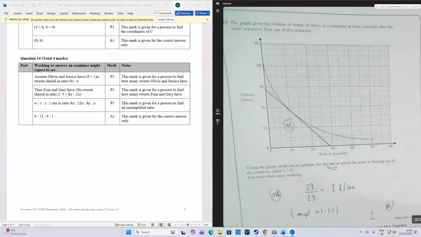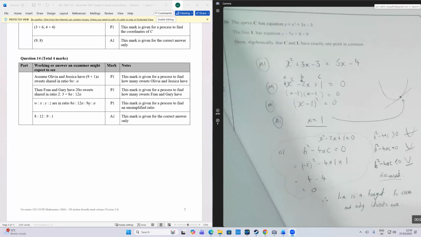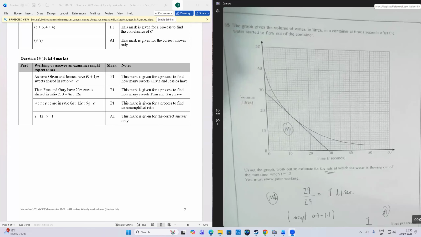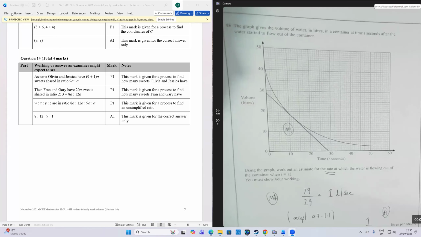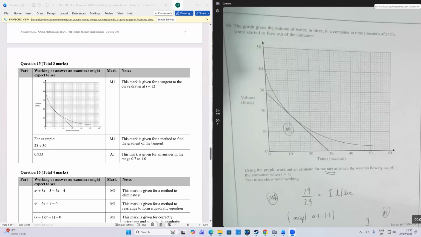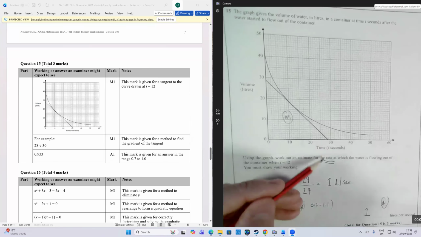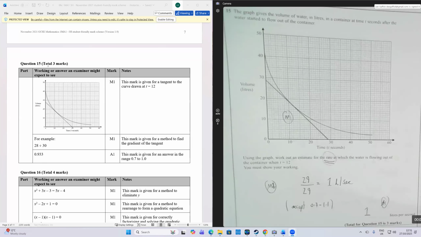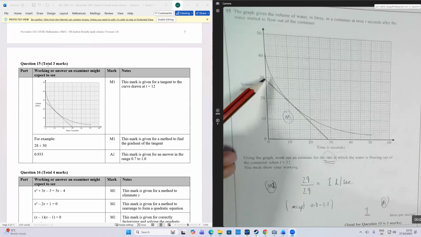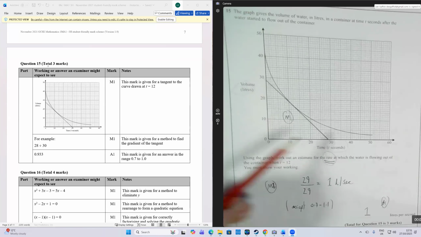What's next here? Okay, so this next one says, the graph gives the volume of water in liters in a container t seconds after the water started to flow out of the container. Using the graph, work out an estimate for the rate, there's the key word, rate, at which the water is flowing out. You must show your working. So we're looking for a rate, which means liters per second. In other words, it's the gradient that we need of this graph.